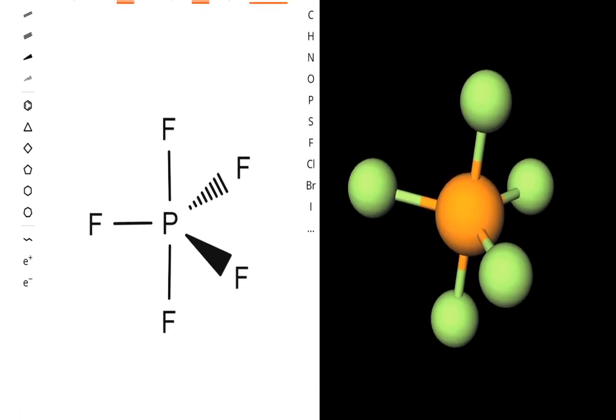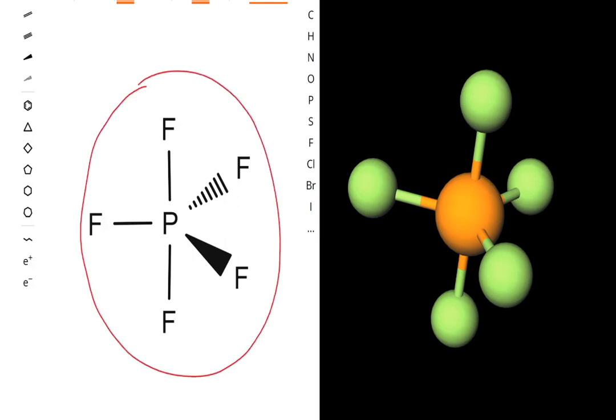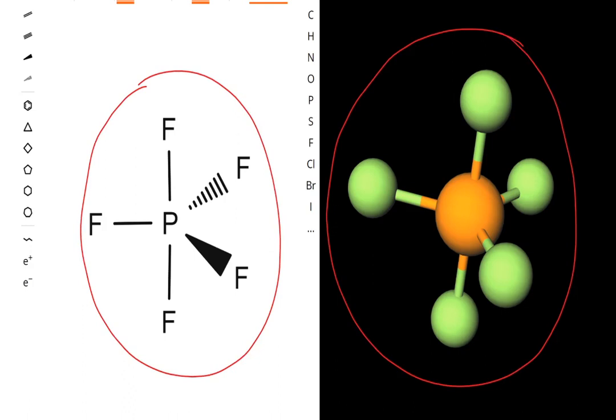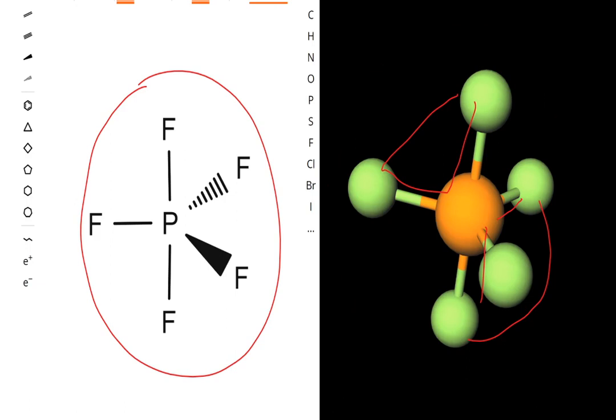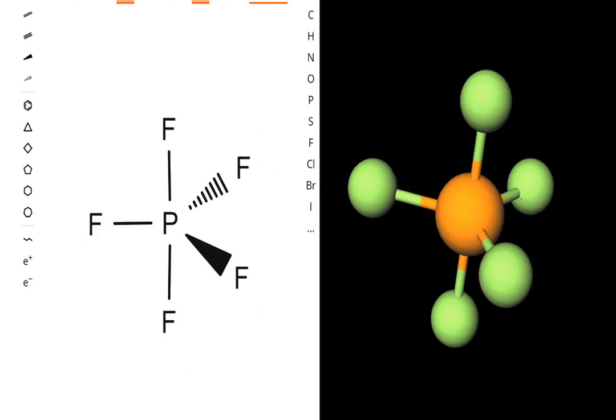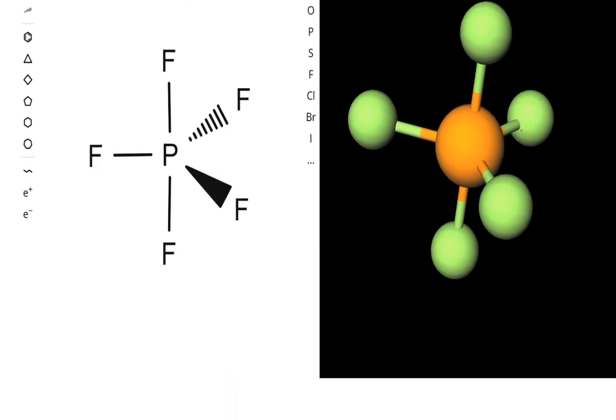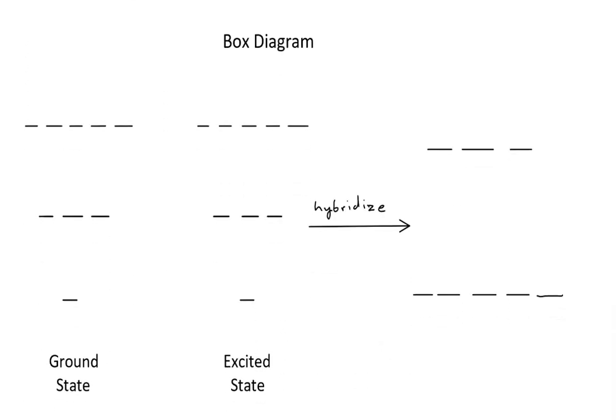So this is the VSEPR models again in 2D here on the left and 3D here on the right. So you can see the shape. It's trigonal bipyramidal. You can see right here. For this, it's easy to see the shape. However, we can't see how the phosphorus binds to the fluorine atoms. For that, we have to go to the box diagram.